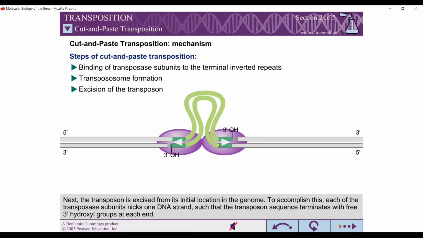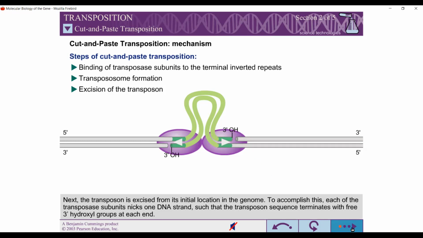And to do this, each transposase subunit nicks one DNA strand. The 3' end is nicked. The green colored part is the transposon. So the 3' end of each strand of the transposable element is nicked, such that the transposon sequence terminates with free 3' hydroxyl groups at each end. So in excision of the transposon, one strand of the DNA has been nicked.